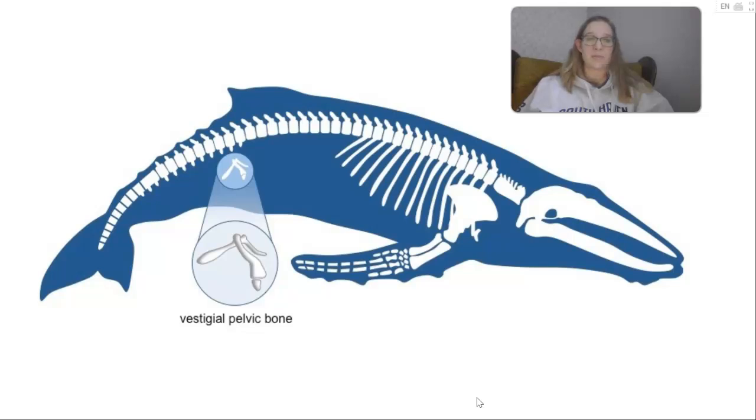Here's a vestigial pelvic bone in whales. Right? Whales used to have legs, as we learned about in class, and the legs were attached to the pelvis, the hip bones. Right? So this is a vestigial structure, and if you look at modern day whales, they still have a pelvic bone. That is evidence that they have evolved from something else over millions and millions of years.